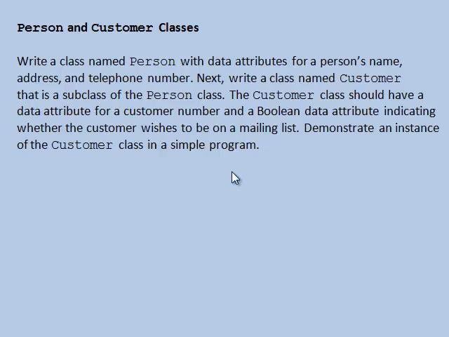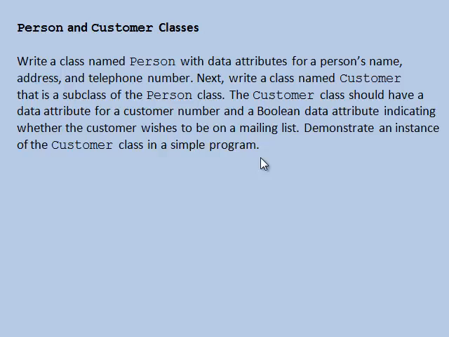Now this programming problem really gives you all of the information that you need in order to write this program. You're told the data attributes for both classes, and you're simply going to create a demonstration that instantiates the customer class. So the purpose of this programming problem really is just to make sure that you understand how to write the code for a superclass and a subclass, and that you can instantiate the subclass and call its methods and so forth. So this is really a fairly simple programming assignment.